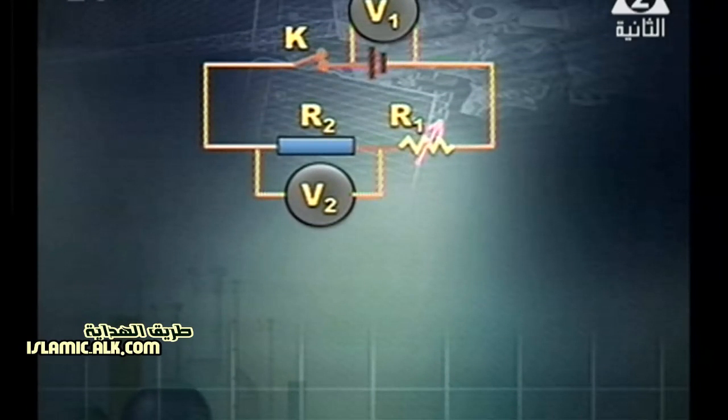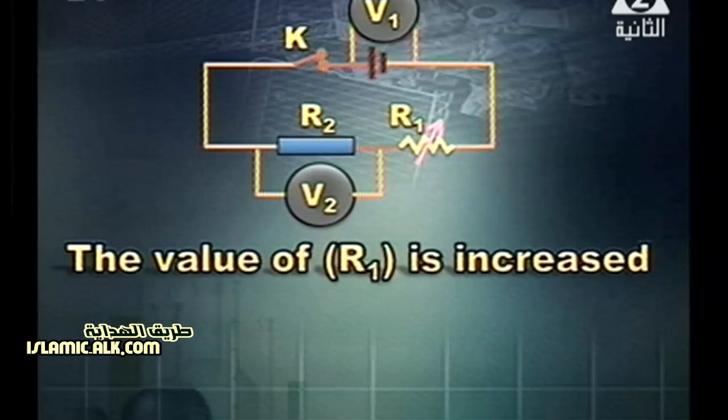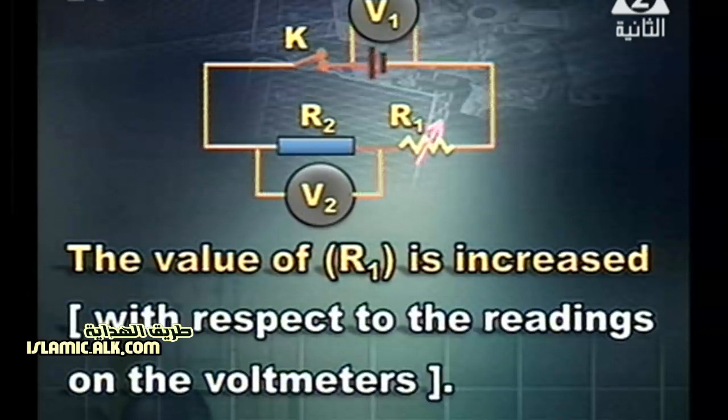Another question in front of you, same circuit, but the circuit is closed. Okay, we've got R2, which is a fixed resistor, and a voltmeter across this resistance to read the voltage across it alone. And V1 reads the terminal voltage, the external voltage. What happens when the value of R1 is increased with respect to the readings on the voltmeters?